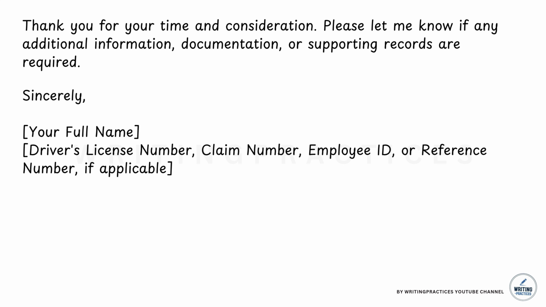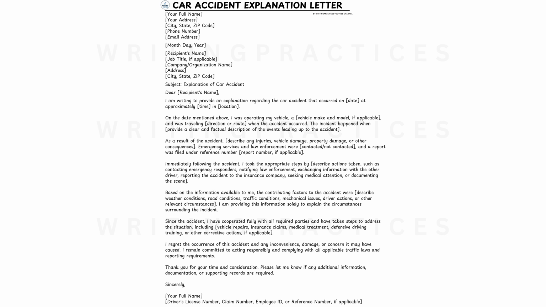Reference information. Finally, include any identifying numbers if applicable. For example, driver's license number D123-45678. Claim number CLM-2026-99842. This information helps insurance companies, employers, attorneys, or investigators quickly locate the correct file associated with the accident. Including reference numbers can significantly reduce processing delays and administrative confusion.